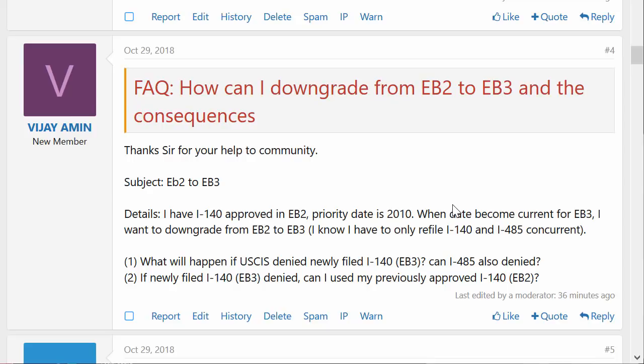If the I-140 is denied, the second one that you filed, what are the consequences? Will the 485 also be denied? Of course. If you file a 485 that is prematurely filed when the priority date of EB2 is not current, and EB3 is denied, on which basis you had filed the 485, then the 485 will also be denied.